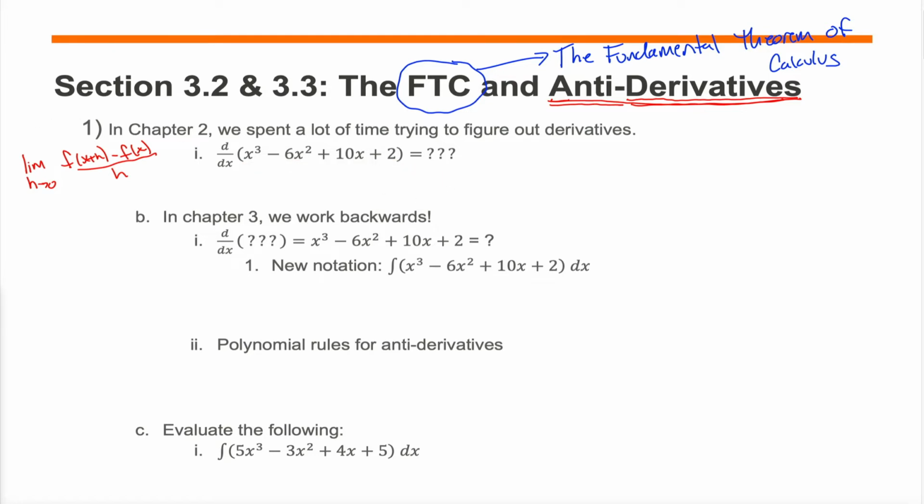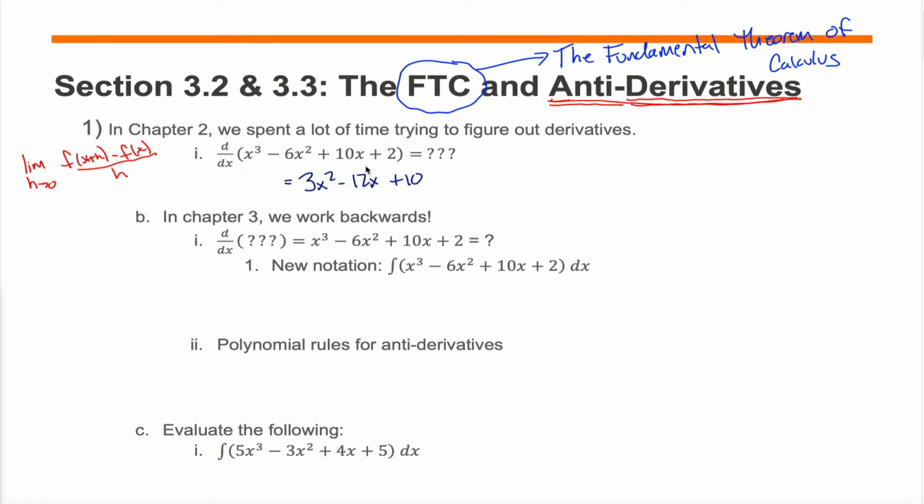But then we learned that there's a different, better way to figure it out by using these polynomial rules. We said the derivative of a sum or difference is just the sum or difference of the derivatives, so we can take the derivative of each of these terms individually. We pulled coefficients out in front, we applied the power rule, and what you're able to figure out is that this derivative is 3x squared minus 12x plus 10.